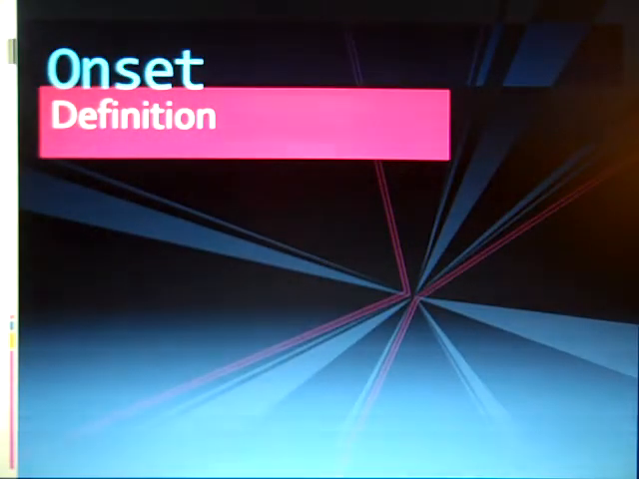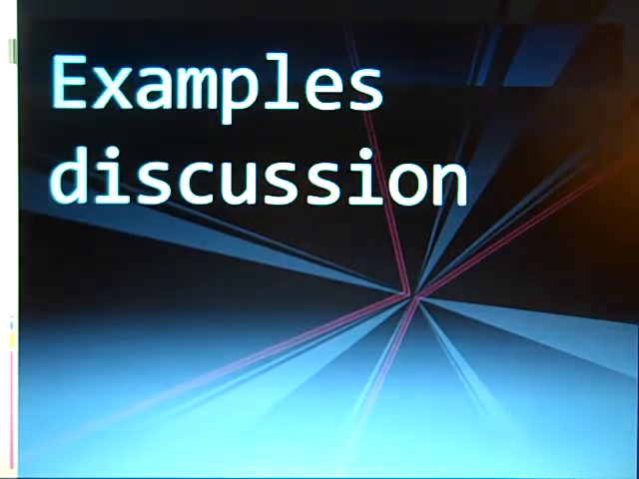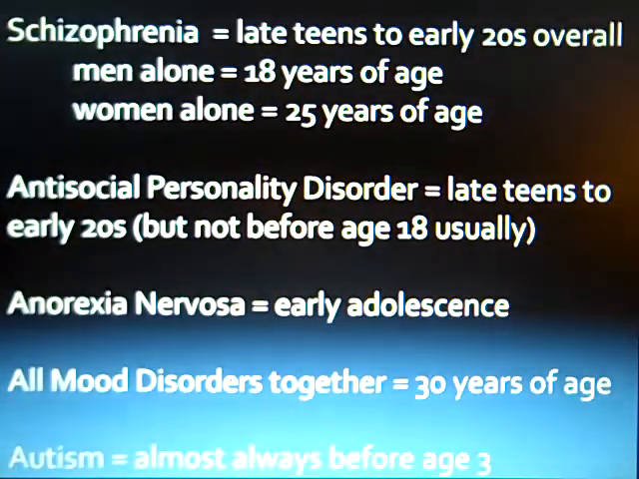Then we have onset. The onset, by definition, of a disorder refers to when it happens. When does it start to occur? When do we start to see the symptoms? Okay, so in other words, onset means when does this disorder begin? For example, schizophrenia, usually we see this during the late teens to early 20s. That's when the onset of schizophrenia generally occurs. It's not really younger than that, and it's rarely much older than that. Men, it's a little younger. It's around 18 years of age, and for women, it's about 25.